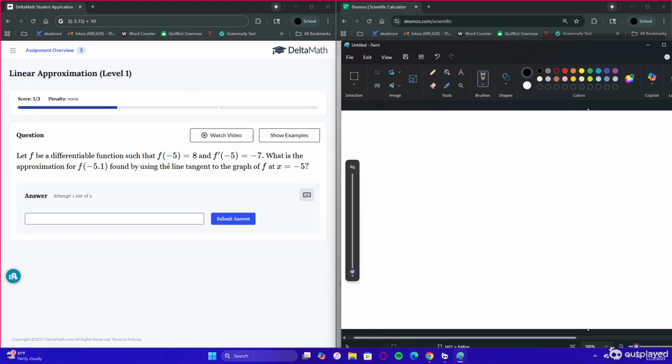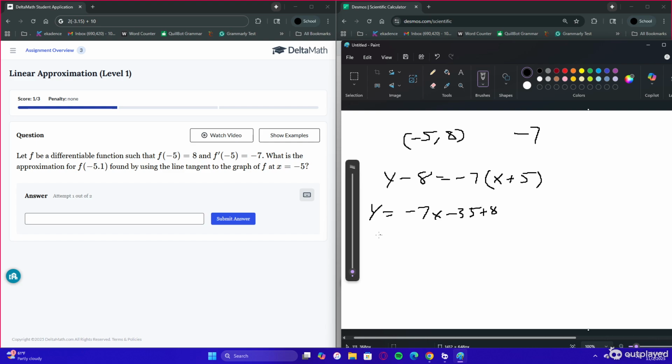Okay, now they give us a point at -5 comma 8, and the slope at that point is -7. So we have -5 comma 8, and our slope is -7 because that's the derivative at -5. So y minus y1 would be y minus 8 is equal to -7 times x minus -5, which is plus 5. So y equals -7x minus 35 plus 8. So y would equal -7x minus 27.